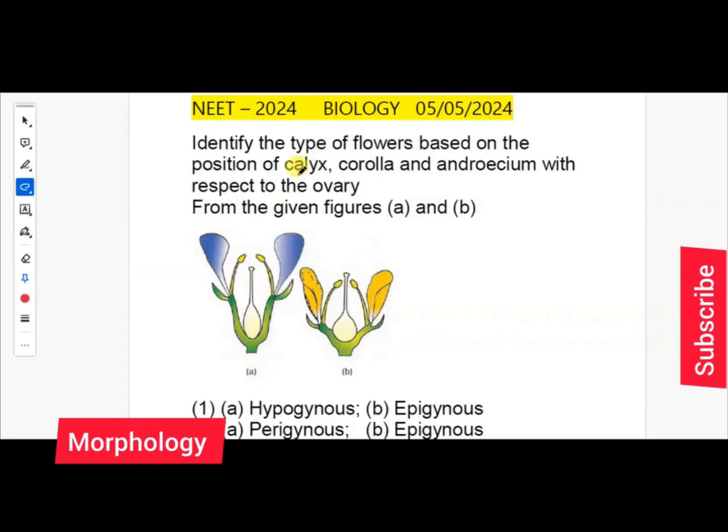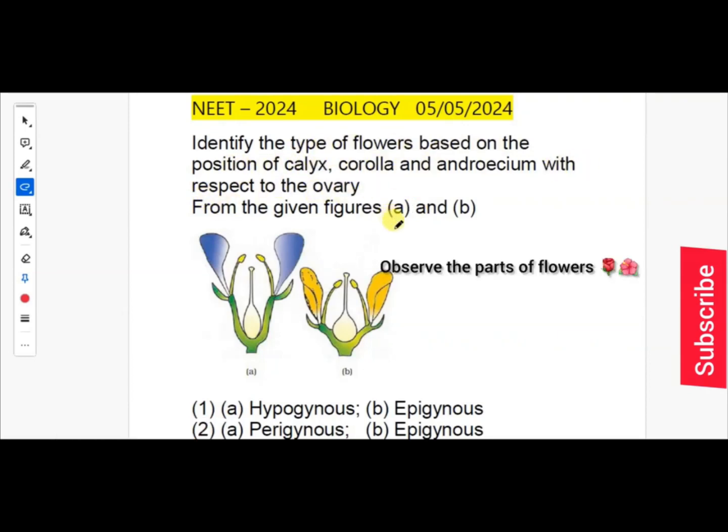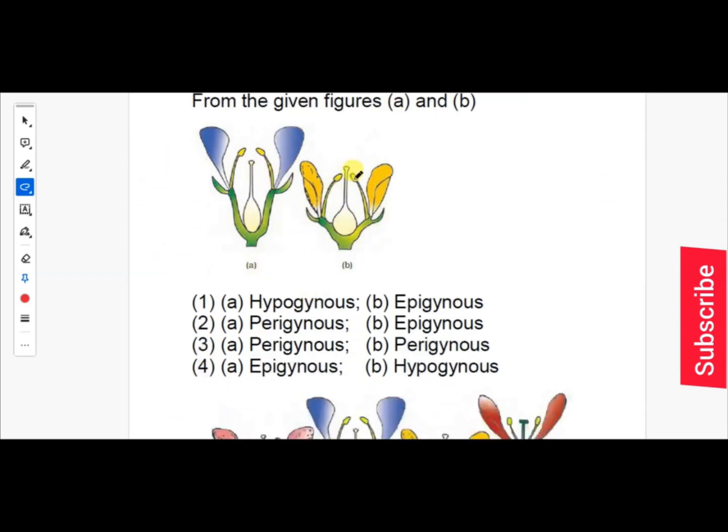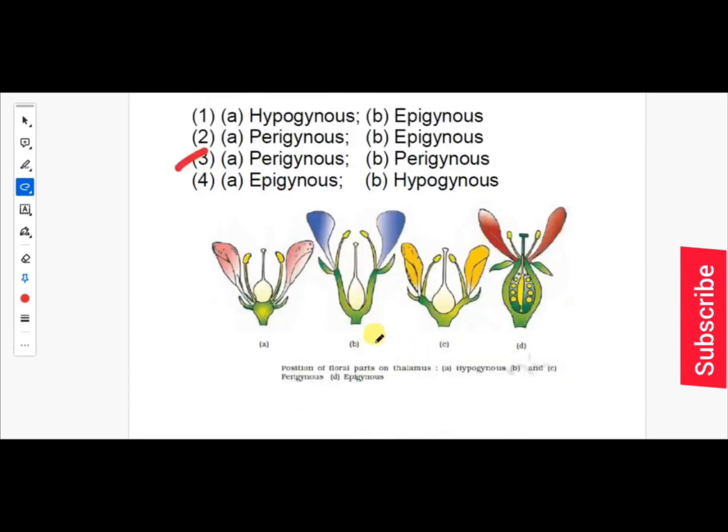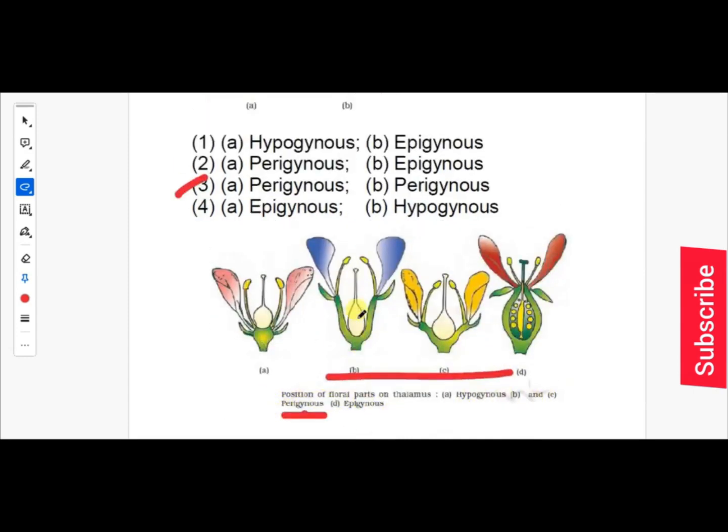Identify the type of flowers based on the position of calyx, corolla and androecium with respect to the ovary. From the given figures A and B, observe the figures carefully and you can find out that both the figures are perigynous. You can see the NCERT diagrams here.